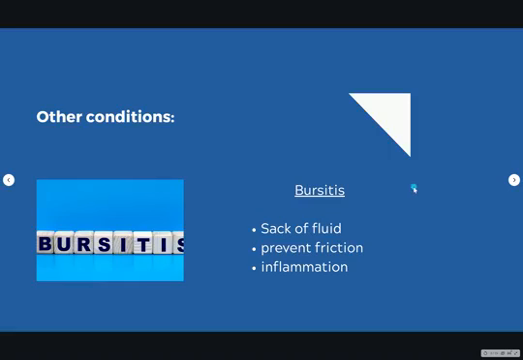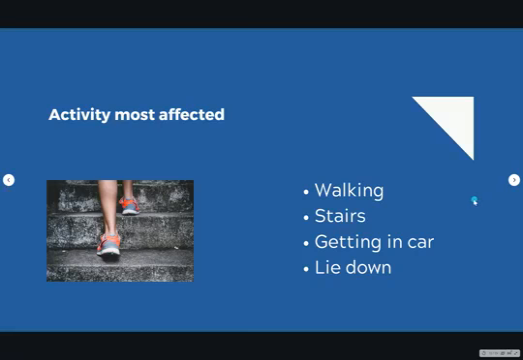Other conditions that we see in the clinic are bursitis, which is friction and inflammation of the sac of fluid that protects the muscles from rubbing against the bone. When the bursa gets inflamed, it can be quite painful, especially moving in certain directions or sometimes even at rest. If you're trying to sleep at night, some people will wake up with some pain in the bursa area. The activities that are most affected by hip and sacroiliac problems are walking, going up and down stairs, getting into the car and out of the car, and then lying down, especially on the side that's affected.